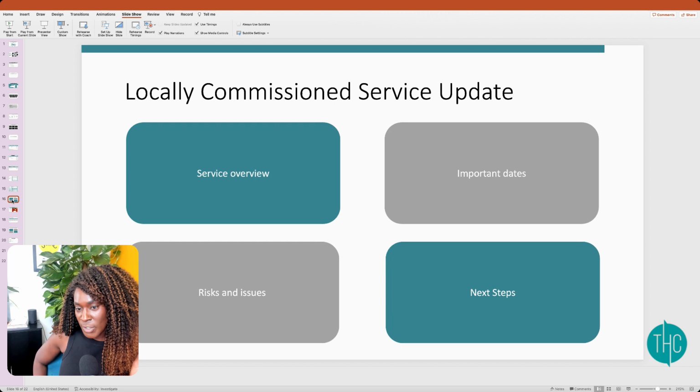You might want to include, if you've got a locally commissioned service, you might want to highlight to your practices, okay, what is the overview of the service, like the who, what, why, when, how much, and all of that stuff. Any important dates, any mobilisation dates that we should be working to, any risks and issues, and the next steps.